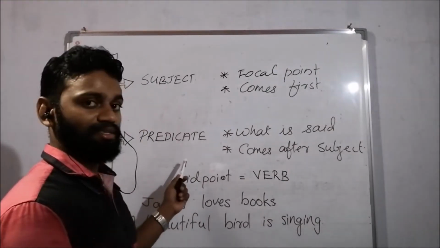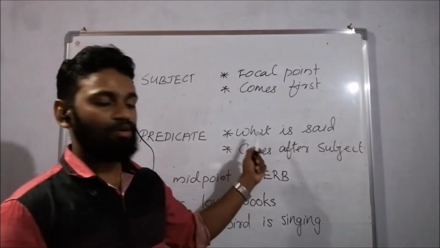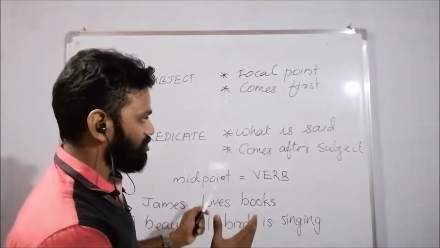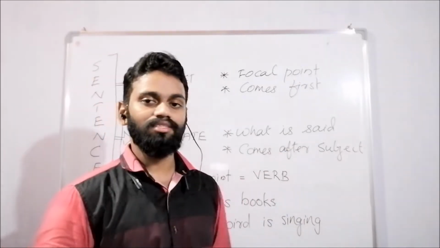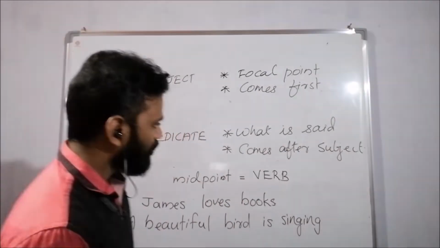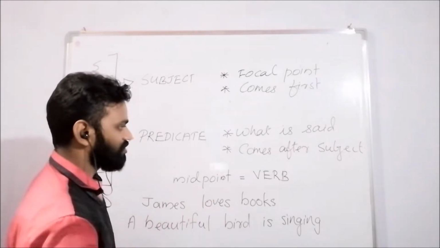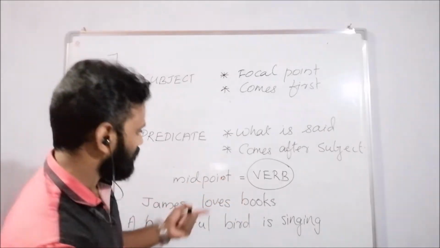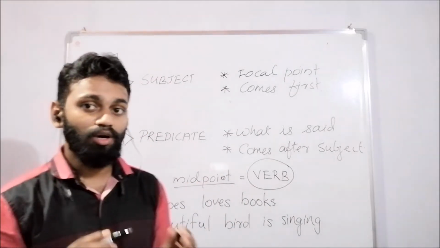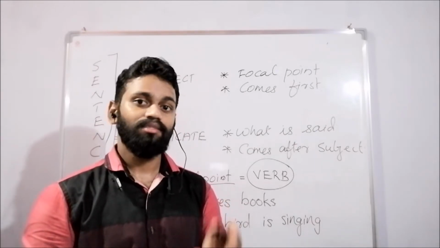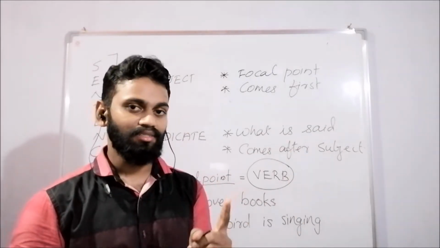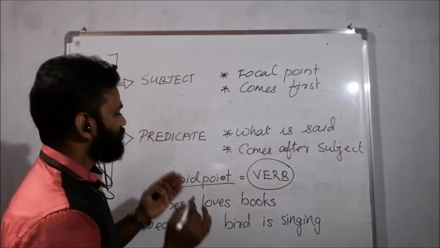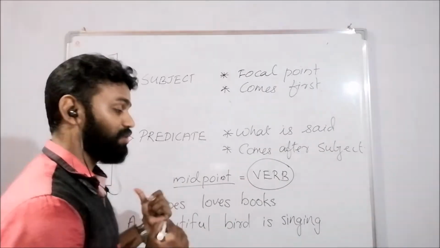Now over to predicate. What is predicate? Predicate is what is said about the subject. And its position is after the subject. Now, if you look at the board, I have written a word verb here. Now, why did I write that? This is the midpoint. Now, if you want to identify the subject and predicate of a sentence, you need to find out the verb.